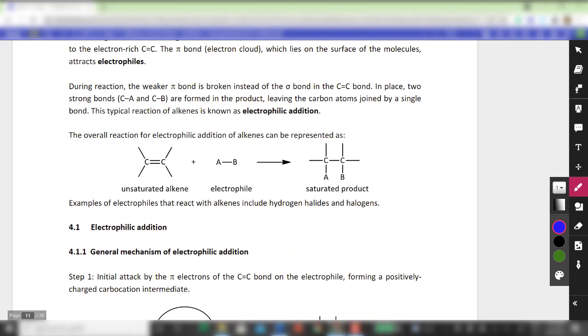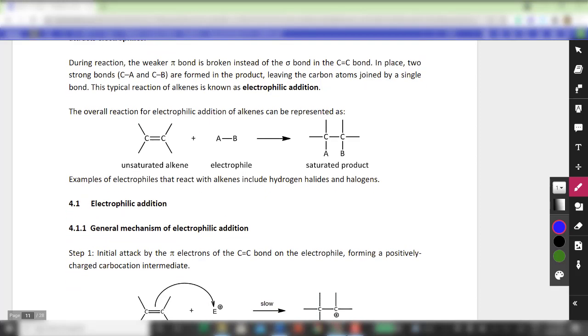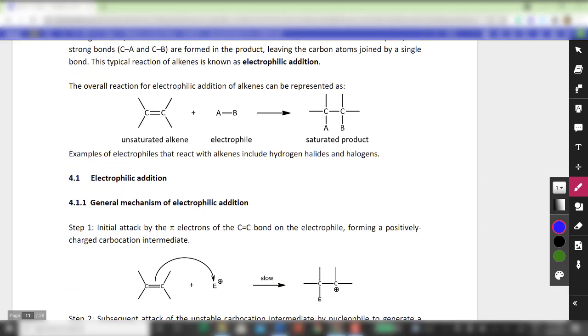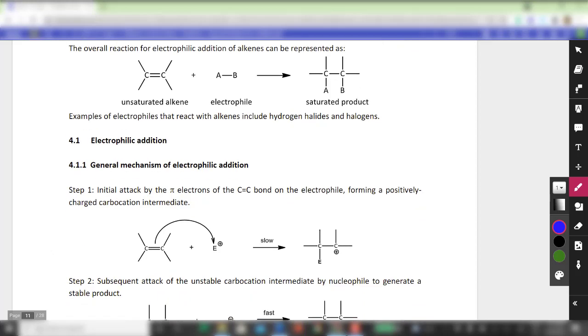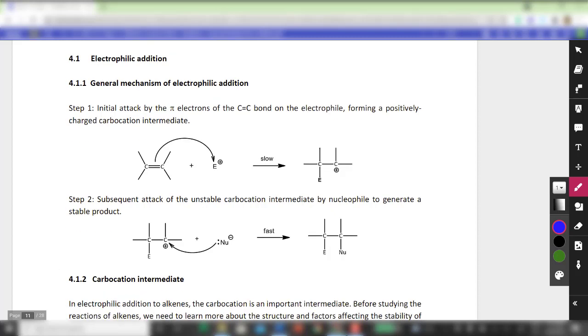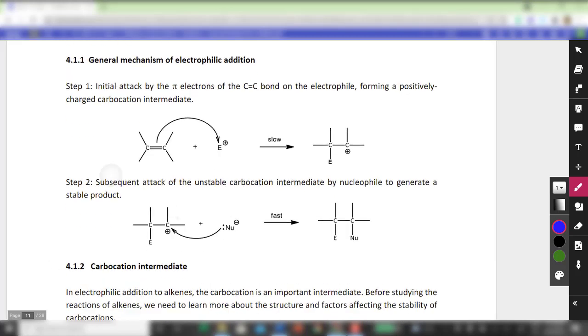It's called electrophilic addition because the inorganic reagent, in this case usually inorganic, which approaches the alkene, is usually what we call an electrophile. In this case, an addition reaction occurs because the unsaturation is being removed, so that it's not going to lead to any side products being released. The general mechanism follows this particular fashion.